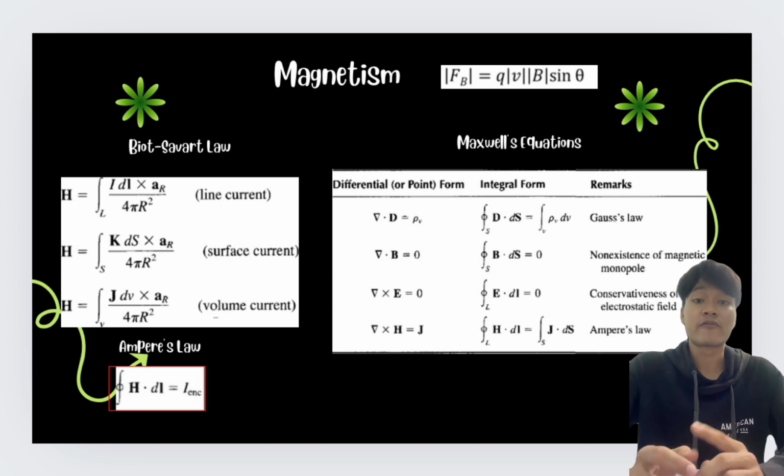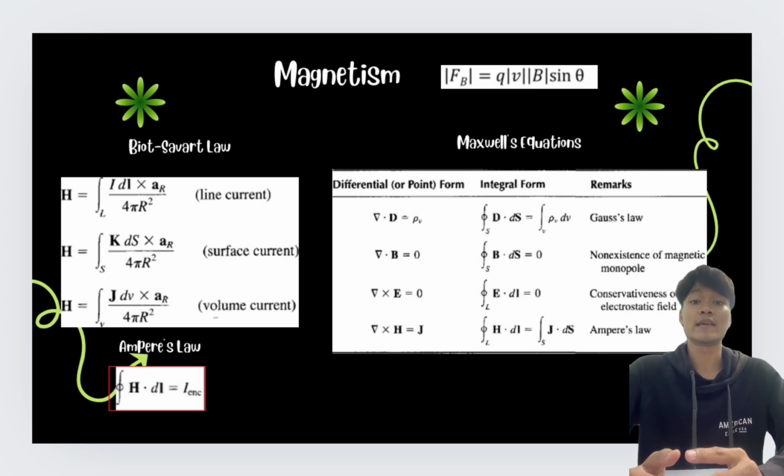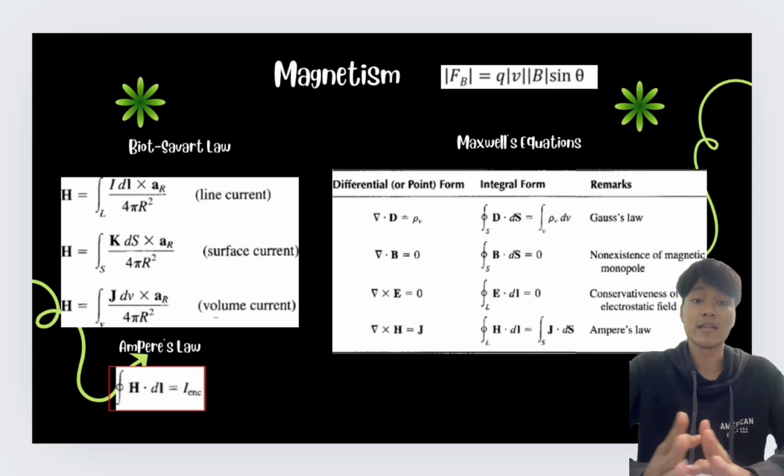Number 3 is Faraday's law. The rate of change of magnetic field over time induces electric field circulation. And last but not least, Ampere's law. The magnetic field in a closed loop is proportional to the electric current passing through the loop, including the rate of change of electric field.